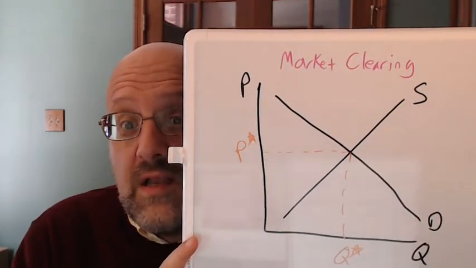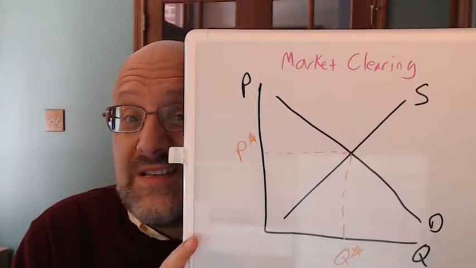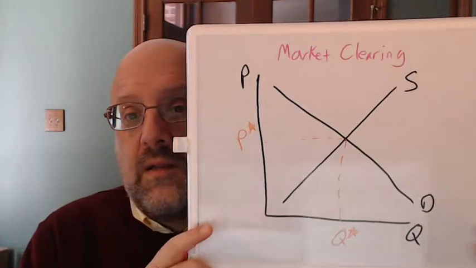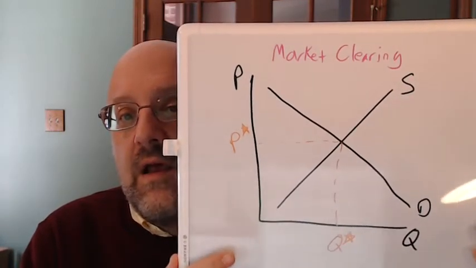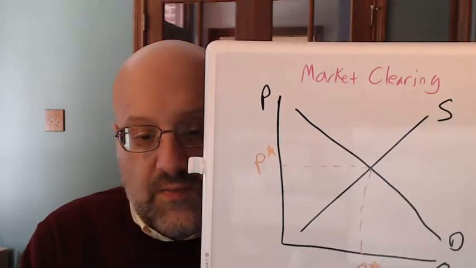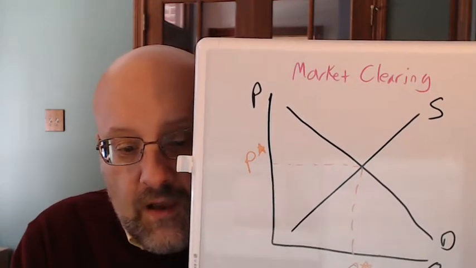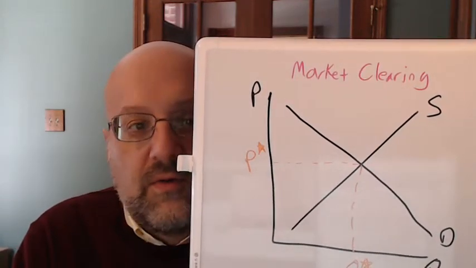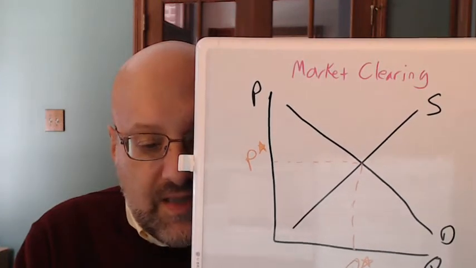Given that price, the quantity that people wish to purchase is exactly equal to the quantity that people wish to sell. And that's this idea, again, of the market clearing price and quantity. Again, the best way to think about that, I think, is this idea of full coordination. The plans of buyers and sellers are fully coordinated.